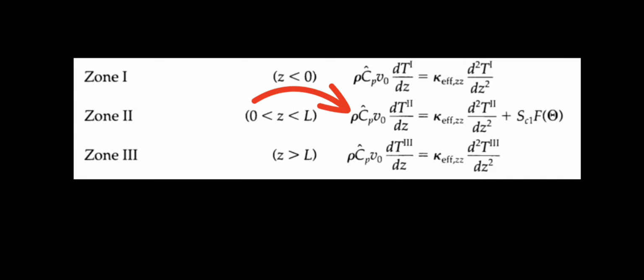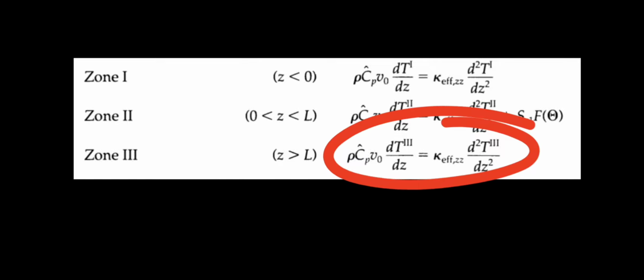The nature of S significantly affects the complexity of solving this differential equation. And for zone 3, where z is greater than L, we got this equation, and this equation again describes a region without the primary chemical reaction, and thus the equation is similar in form to that of zone 1, involving axial conduction and convection but without the S term.